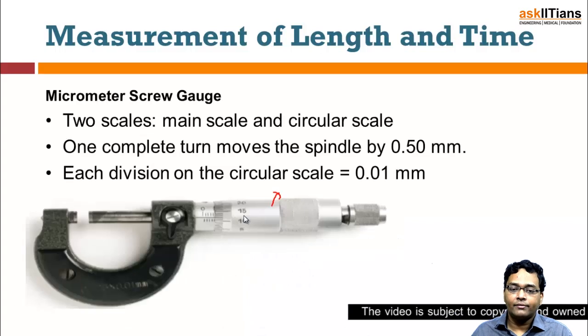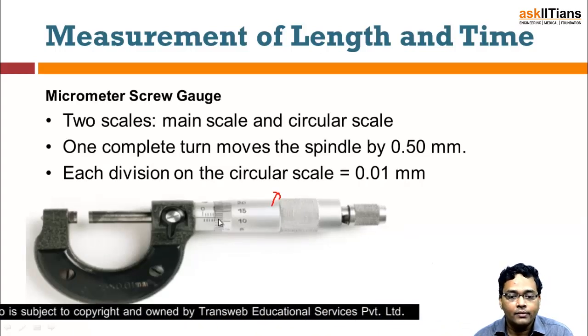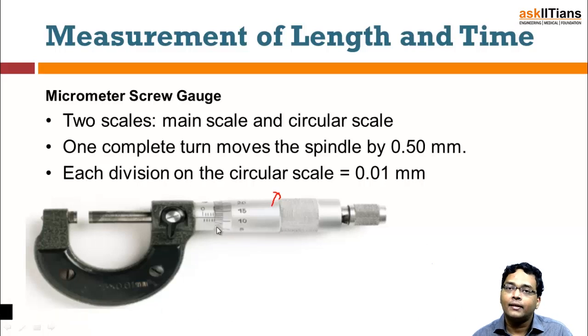Positive zero error or negative zero error, how do you understand? That is, if the zero lies below, that is the negative. If it's lying above, it's a positive. So positive has to be subtracted, negative has to be added up.